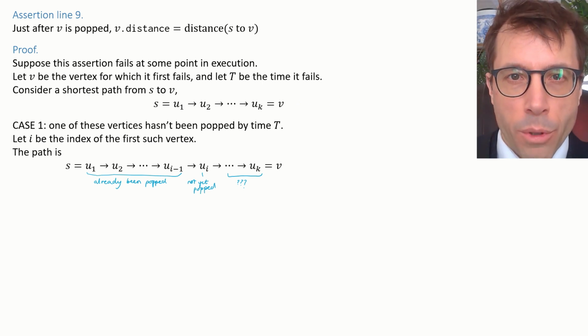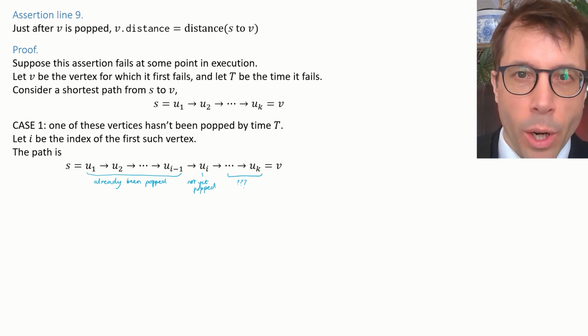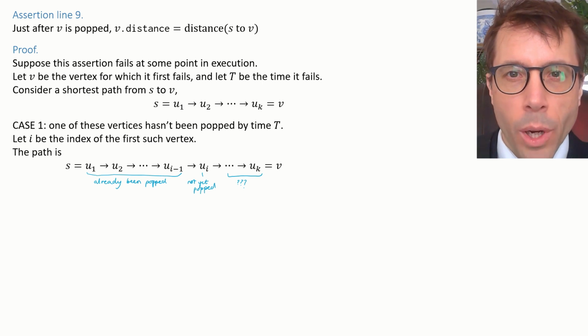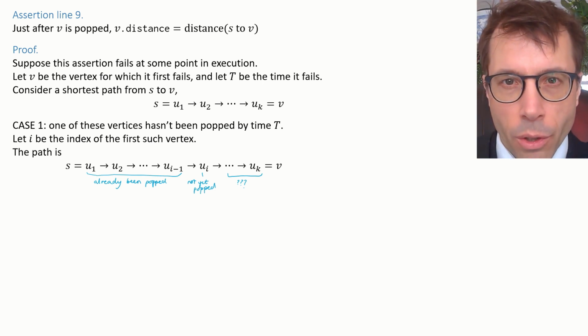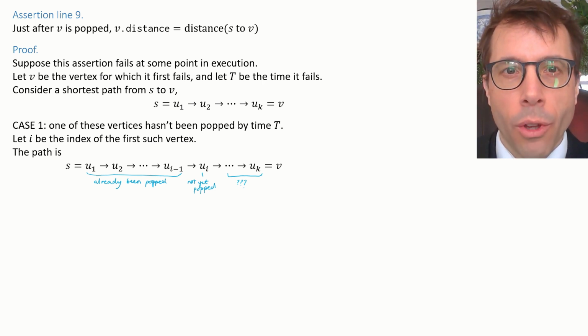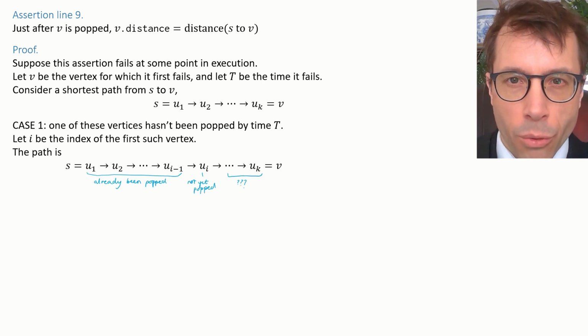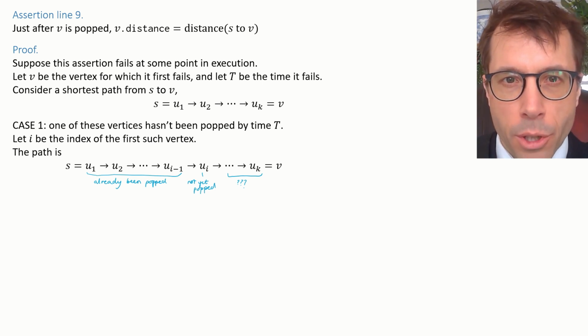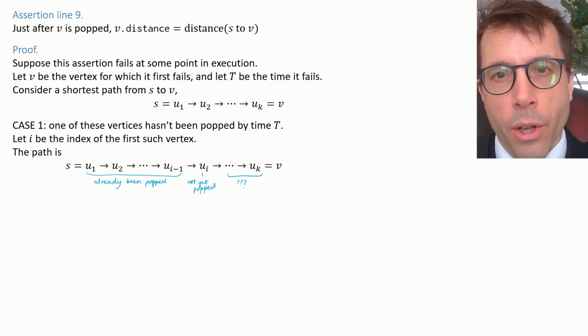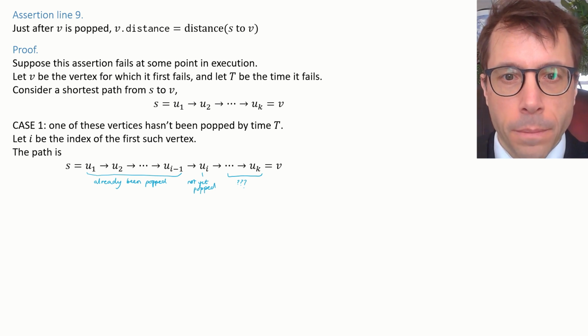We know we've popped v and we popped s right at the beginning, and so somewhere in between there's a vertex that hasn't yet been popped by time t. Let's focus on the first vertex in this sequence that hasn't yet been popped and let it be ui. In other words, vertices u1 up to ui-1 have all been popped prior to time t, ui hasn't been popped, and then there are one or more vertices going up to uk which may or may not have been popped. I'm not fussed about them.